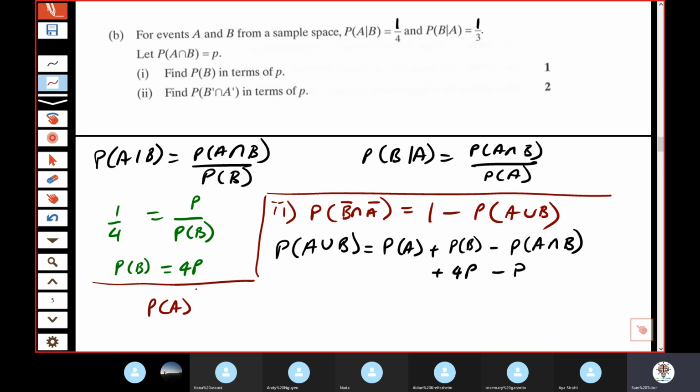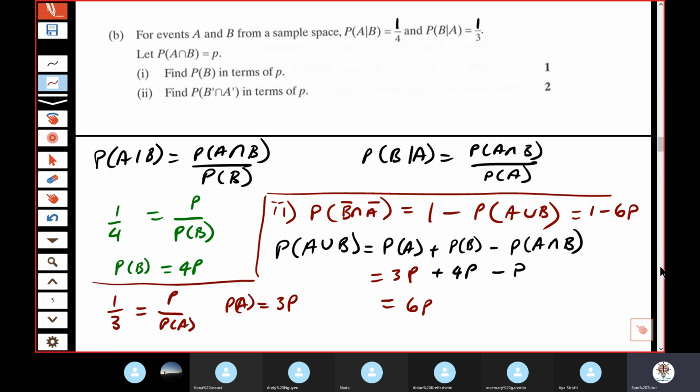So probability of A, using the formula that we wrote here, we know that probability of B conditional on A is a third. So that becomes 1/3 equals probability of A and B, which is P, over probability of A. From that, we end up with probability of A equal to 3P. 3P plus 4P minus P, 7 minus 1 is 6. And the answer for probability of not B and not A is equal to 1 minus 6P.